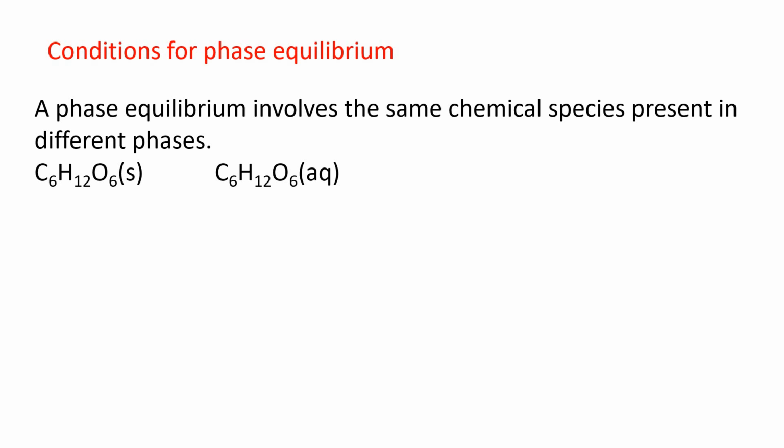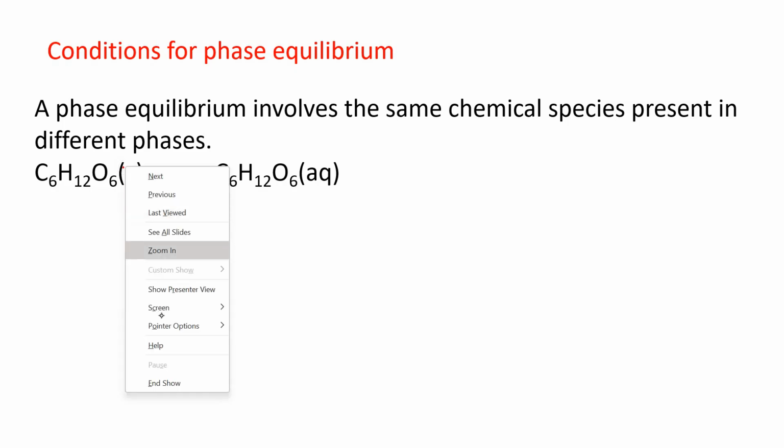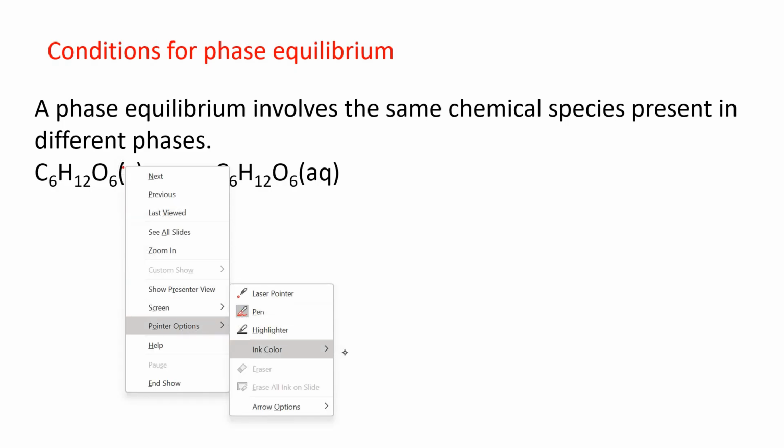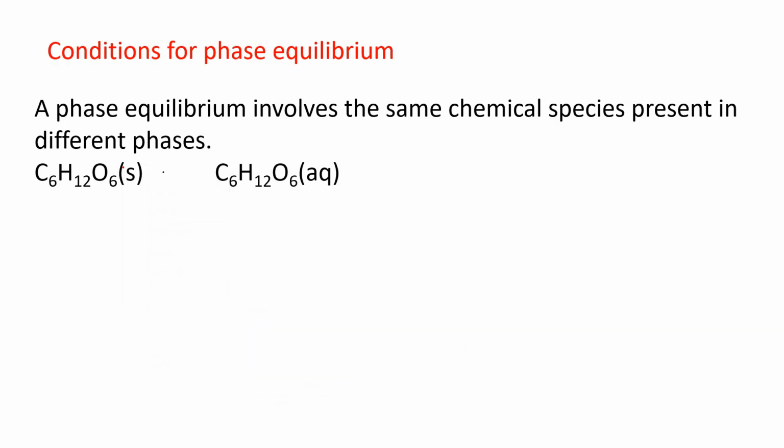See, already I have written here, phase equilibrium involves the same chemical species present in different phases. The system consisting of a number of phases and the same chemical species should be present in different phases. Say here, glucose in the solid phase is in equilibrium with the glucose in the aqueous phase.